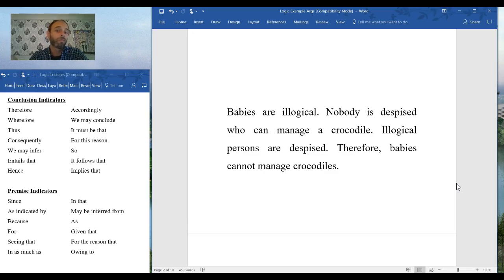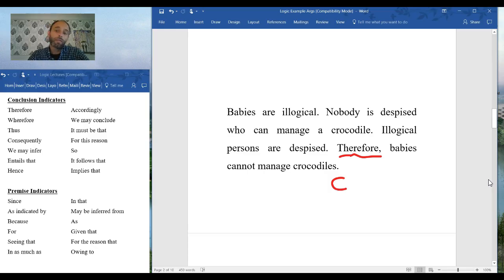So again, first step, we look for indicator words. We see that we have only one indicator word, and that word is "therefore." And we look to see if it's a premise or conclusion indicator. Therefore is a conclusion indicator. So the information that comes after it is likely to be the conclusion. So babies cannot manage crocodiles. That is the conclusion of this argument.